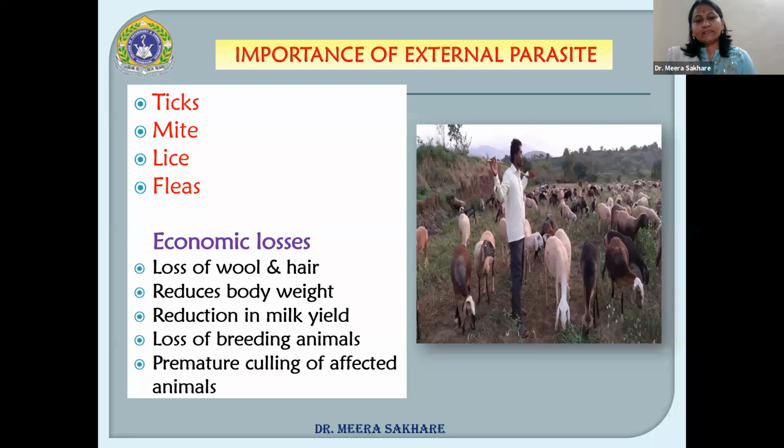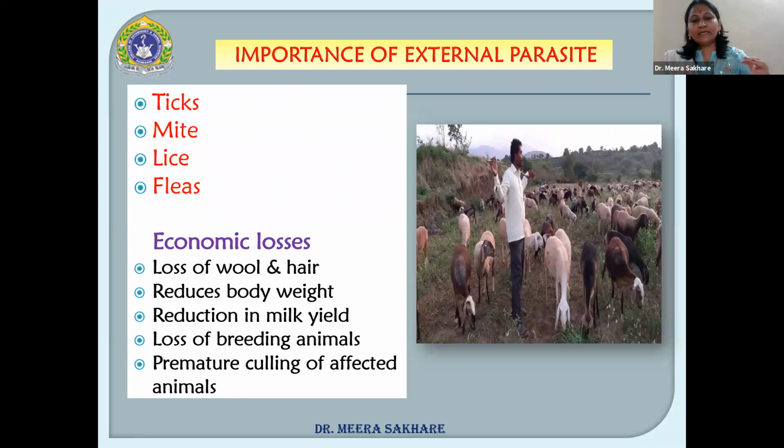So these skin diseases cause major economic losses. First, when these ectoparasites are present on the animal's body, they create irritation or annoyance. Due to that irritation, the animal cannot concentrate on feeding and water intake. That's why we see the growth rate of the animal decreased. Also, milk production or meat production of the animal is decreased. Then there is a loss of wool and hair. Due to the presence of skin lesions, we can find a loss of wool as well as hair.